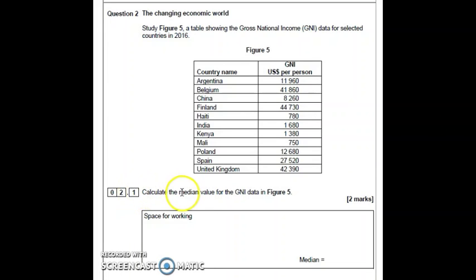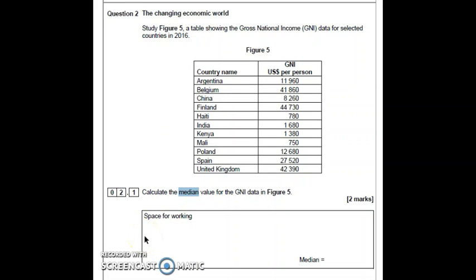2.1. Calculate the median value for the GNI data in figure 5. So what we've got is a list of countries and their GNI per person values. GNI is just the value of everything that's made in that country in a year, plus all the profits from companies abroad. So the median value is the one in the middle. So you've got a bit of space for your working.